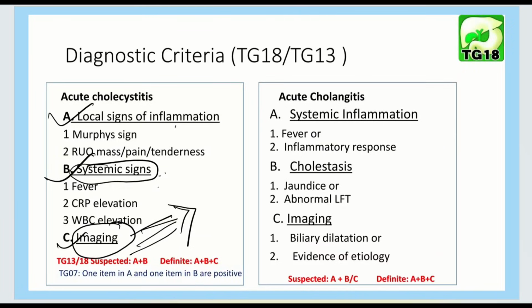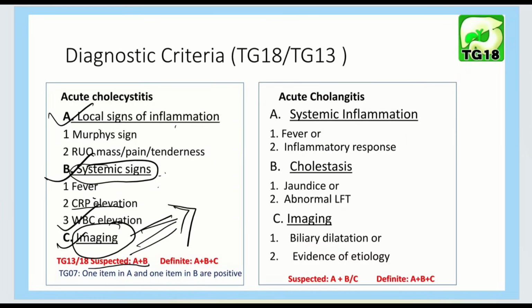Plus systemic sign. So what is systemic sign? Fever. I told you in acute cholecystitis, fever will always be present. Fever will almost always be present. Second is CRP elevation. CRP will be high, indicating ongoing inflammation, sepsis. And third is WBC elevation. So any one of A plus any one of B, A plus B is a suspected case of acute cholecystitis.